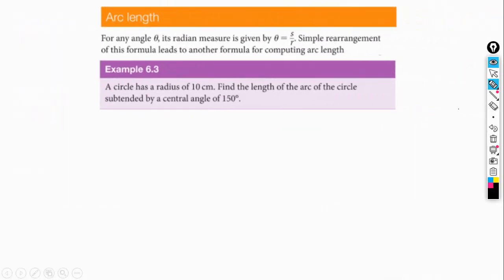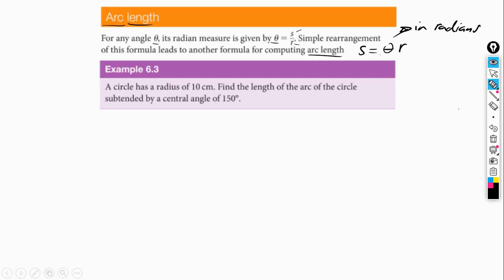So next we're going to talk about the concept of arc length. Notice that for any angle theta, its radian measure is given by theta is equal to S over R, arc length over radius. Simple rearrangement of this formula leads to another formula for computing arc length. So that means that the arc length is equal to theta times the radius. Now it is very important to notice that theta must be in radians.